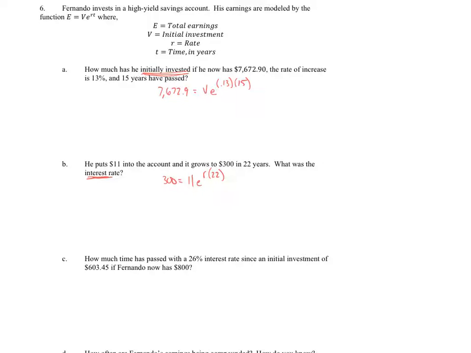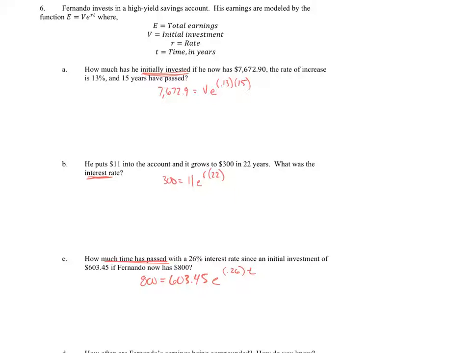C says how much time has passed with a 26% interest rate since an initial investment of $603.45 if now he has 800. So now we're solving for time. So if he has 800 now, he initially had $603.45. E is a number. To the 0.26, that's the rate. We don't know time. 3 different problems, 3 different variables to solve for.